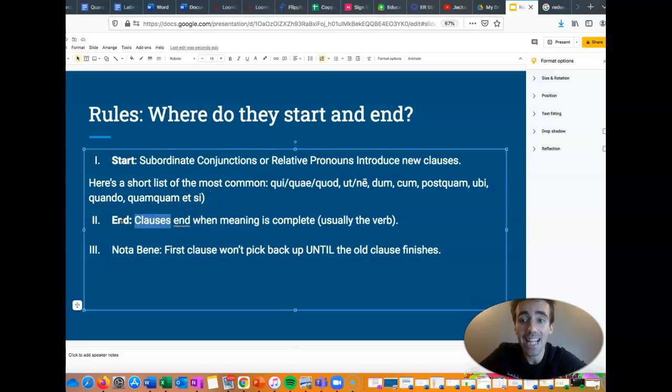And where does the clause end? It ends when the meaning of the clause is complete, and that usually means the verb. So it normally ends at the next verb. All right, a lot of information there. We're going to have another chance to look at some of these, for you to practice them in a second. Finally, the last thing that's important to remember is that the first clause won't pick back up until the old clause finishes.